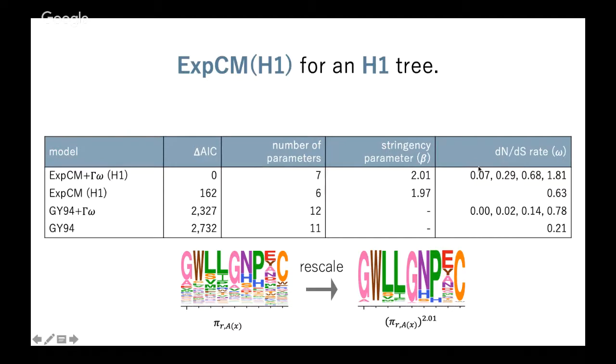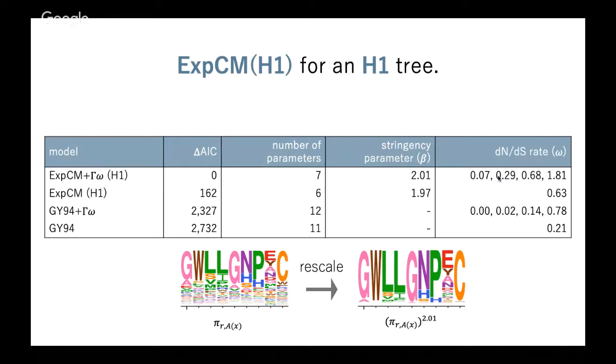However, the ExpCM omega values are all higher than the GY94 models. In fact, we have one omega value here which is significantly greater than 1. This is because the omega value for the ExpCM is the dN/dS rate after accounting for site-specific constraint. So it appears that modeling the site-specific constraint gives us more power to detect positive selection in these sequences.